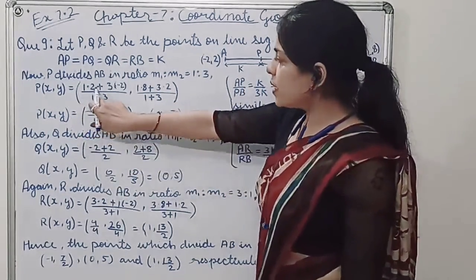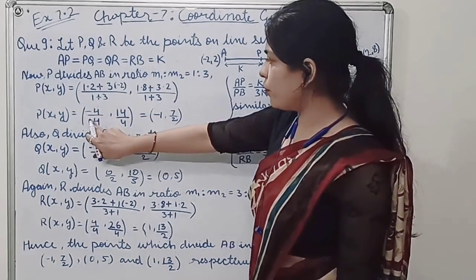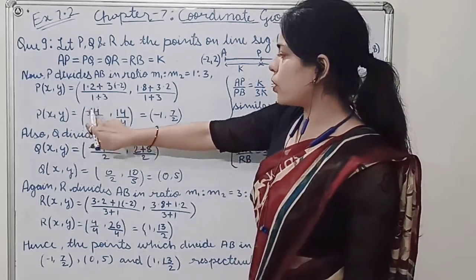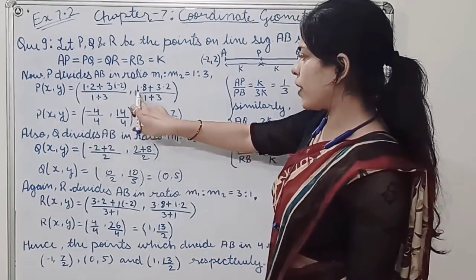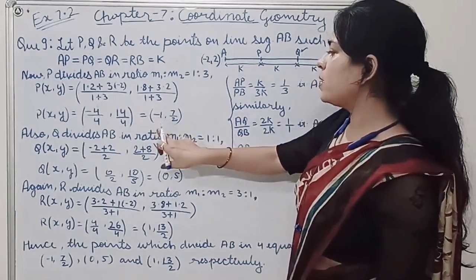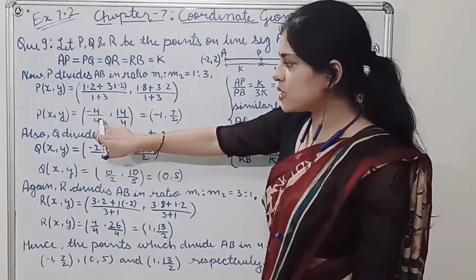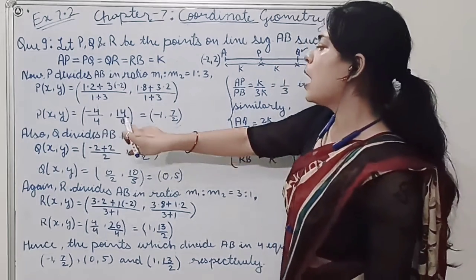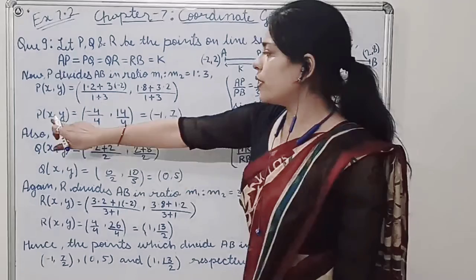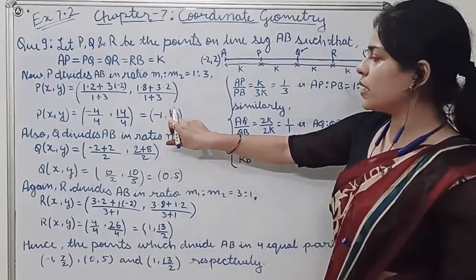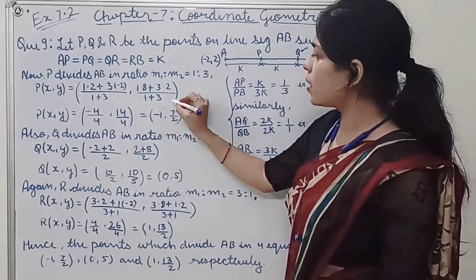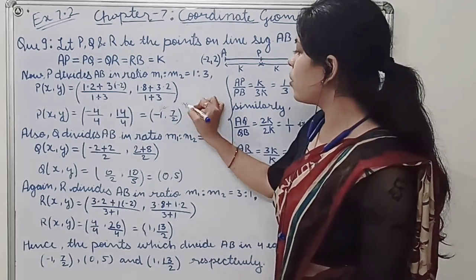Okay, so their sum is minus 4 upon 4. So for point P(x, y), the x coordinate is minus 4 upon 4, and for the y coordinate we have 14 upon 4. Minus 4 upon 4 is minus 1, and 14 upon 4 is divisible by 2, so it is 7 upon 2. So the coordinates of point P are minus 1 and 7 upon 2. This is the x coordinate, and this is the y coordinate.